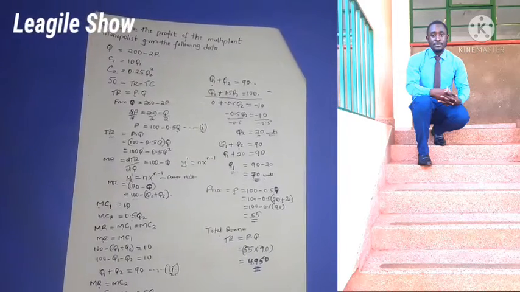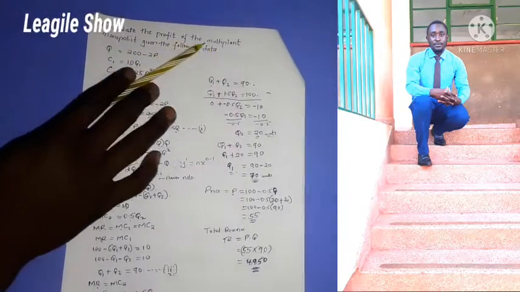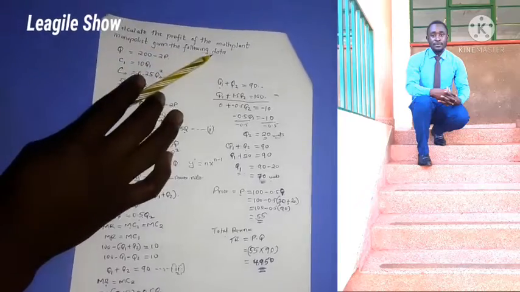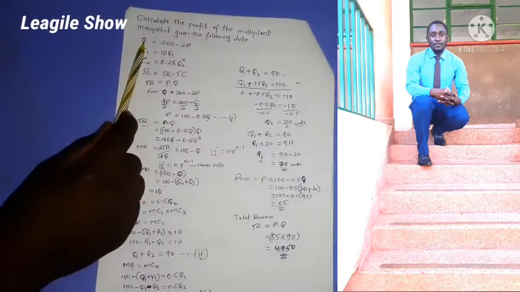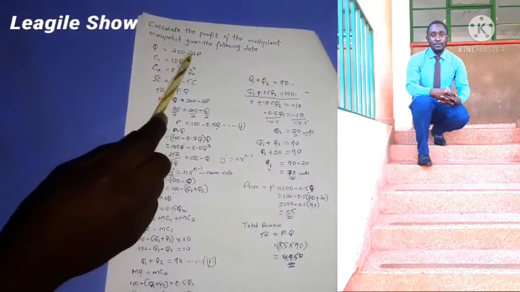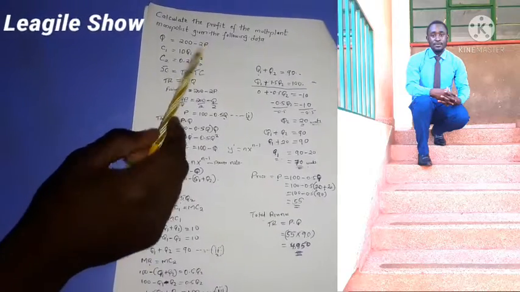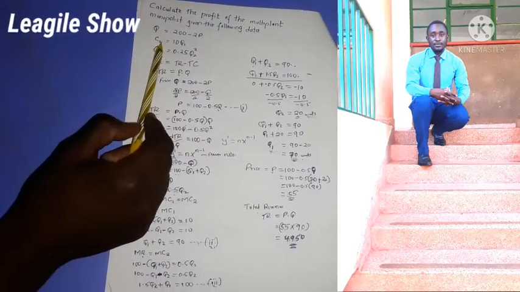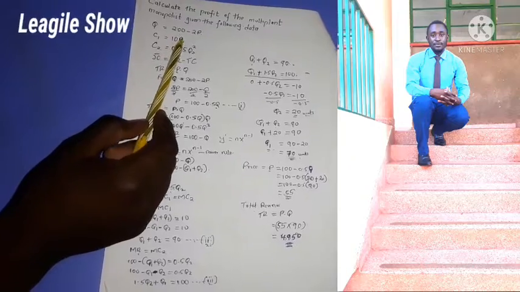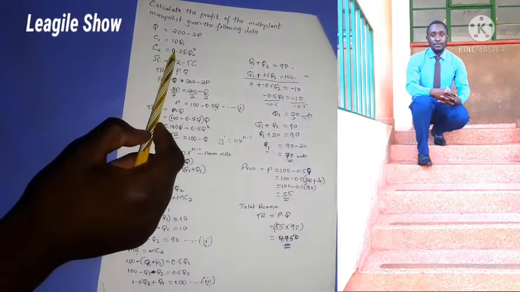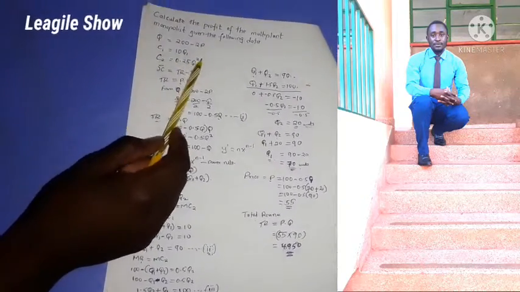So our question today is: calculate the profit of the multiplant monopolist given the following data. Our quantity is given by 200 minus 2p. Remember, p is our price. The cost function of the first firm is given by 10q, and the cost function of the second firm is 0.25q squared.